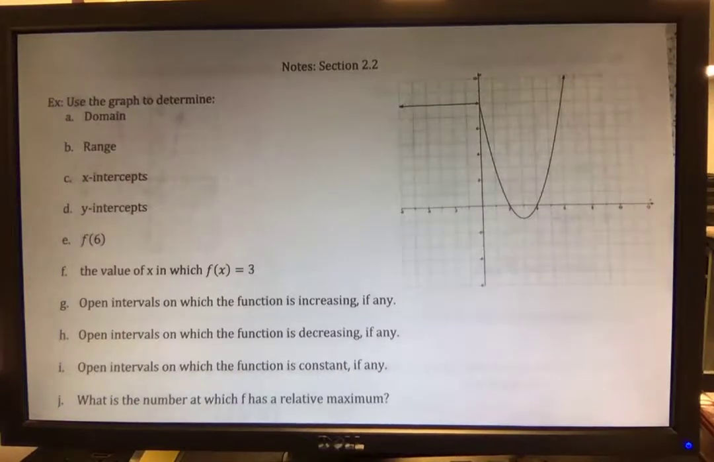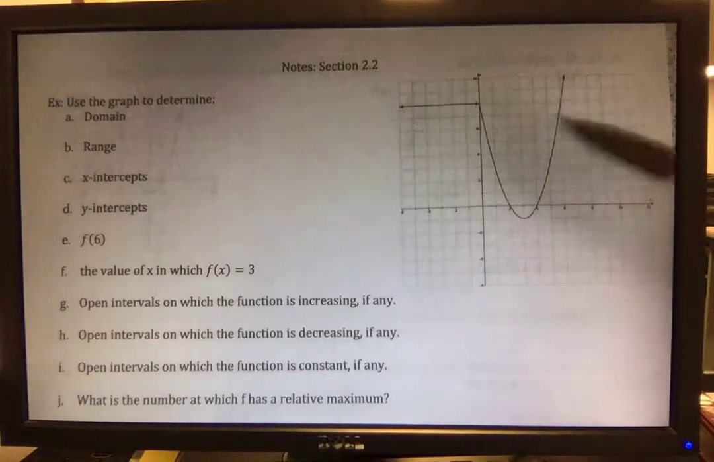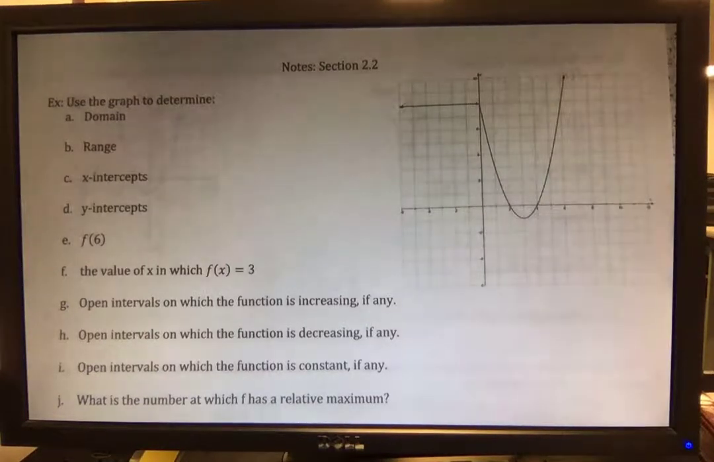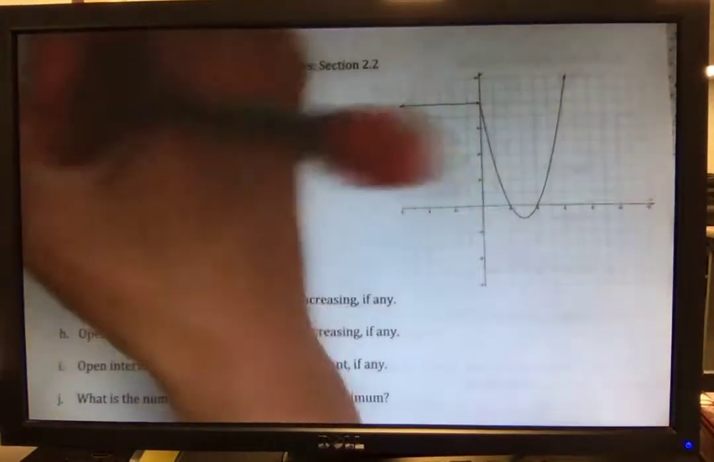This video is going to go over section 2.2 notes. It asks us to use the graph to determine the following questions. So here's our graph. The first question is domain. Remember, domain is our x values.